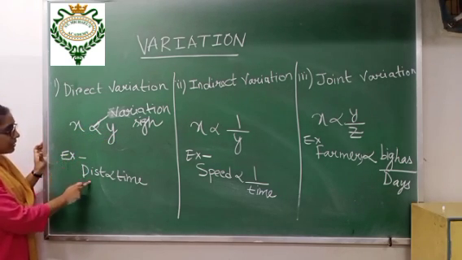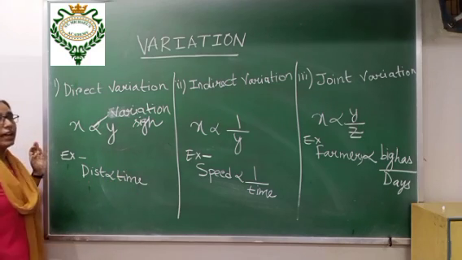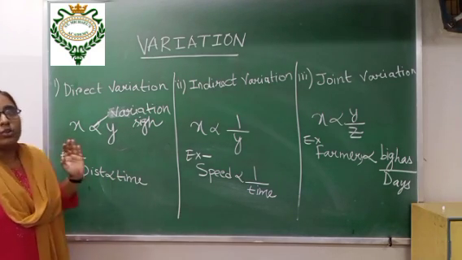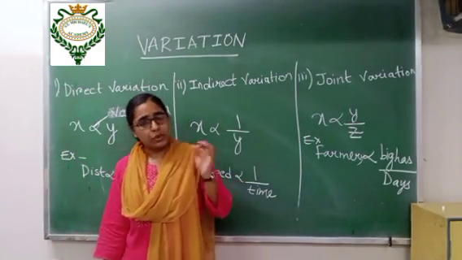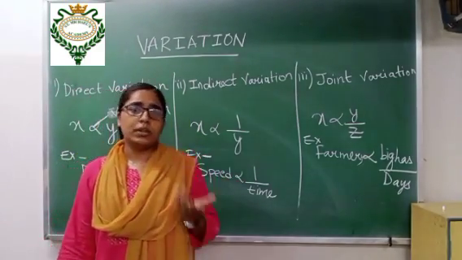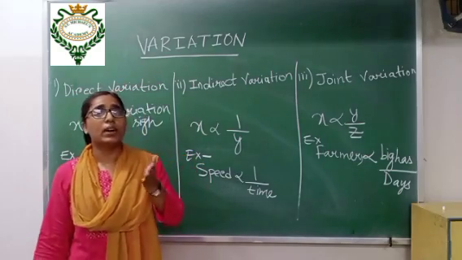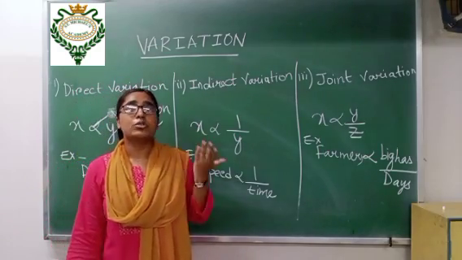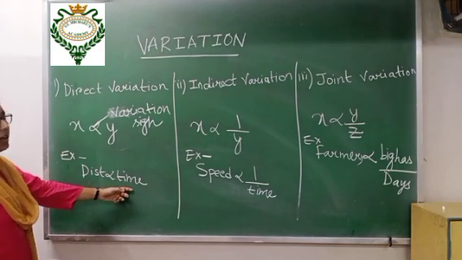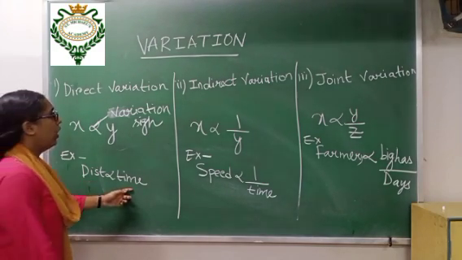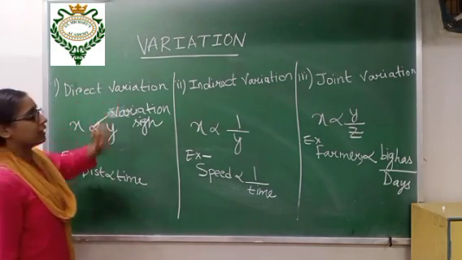Example: distance varies with time. Suppose you are going from Dharamtala to Sealdah in 15 minutes. But if you want to go to Raja Bazaar from the same place, Dharamtala, maybe it will take 25 minutes. This means when you increase the distance, time also increases. So the relation between distance and time is a direct relation. That is why it is known as a direct variation.